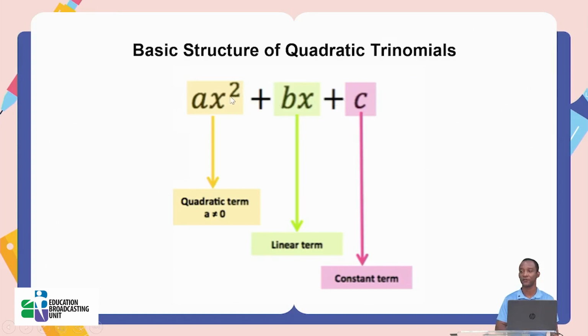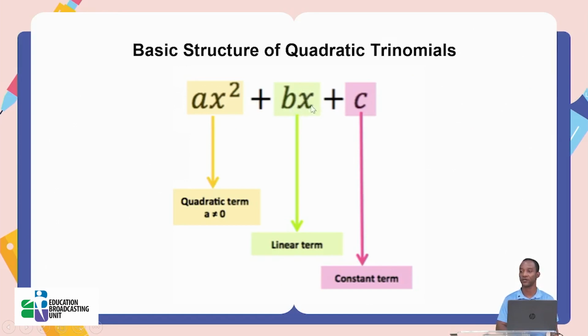The first term is the quadratic term. The variable x is raised to the power of 2. Hence, we refer to that as a quadratic term. a cannot be equal to 0. If a is equal to 0, then this term will no longer exist and we will end up with a linear expression. Now, this term is the linear term.